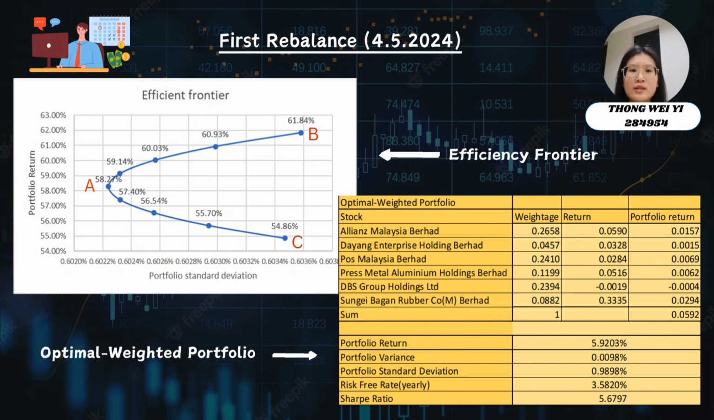After using Solver to find the optimal weightage, we saw that the returns of Alliance Malaysia Berhad, Dayang Enterprise Holding Berhad, and Pressmetal Aluminium Holdings Berhad had slightly dropped, and DBS Group Holding Limited had dropped to a negative value. However, the return of Post Malaysia Berhad had increased from a negative value to a positive value. Sungai Bagan Rubber Company Malaysia Berhad, which is an additional stock in the first rebalance period, had a return of 33.35%. After the first rebalance period, we had already succeeded in decreasing the Sharpe ratio from 6.1782 to 5.6797.